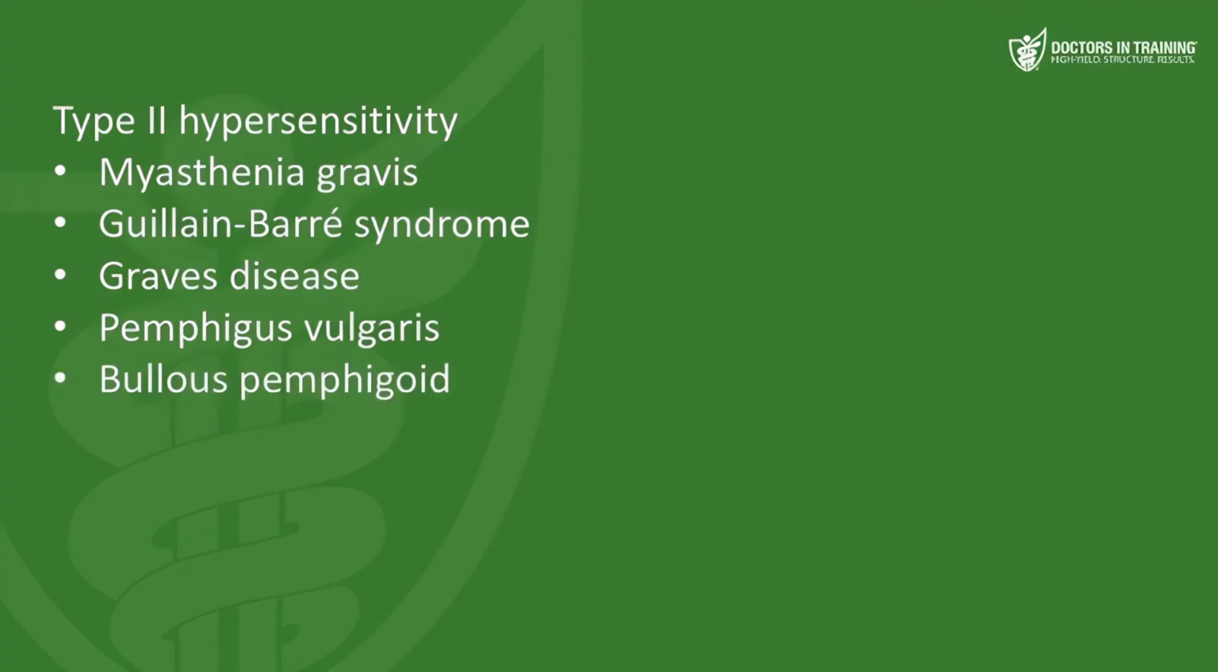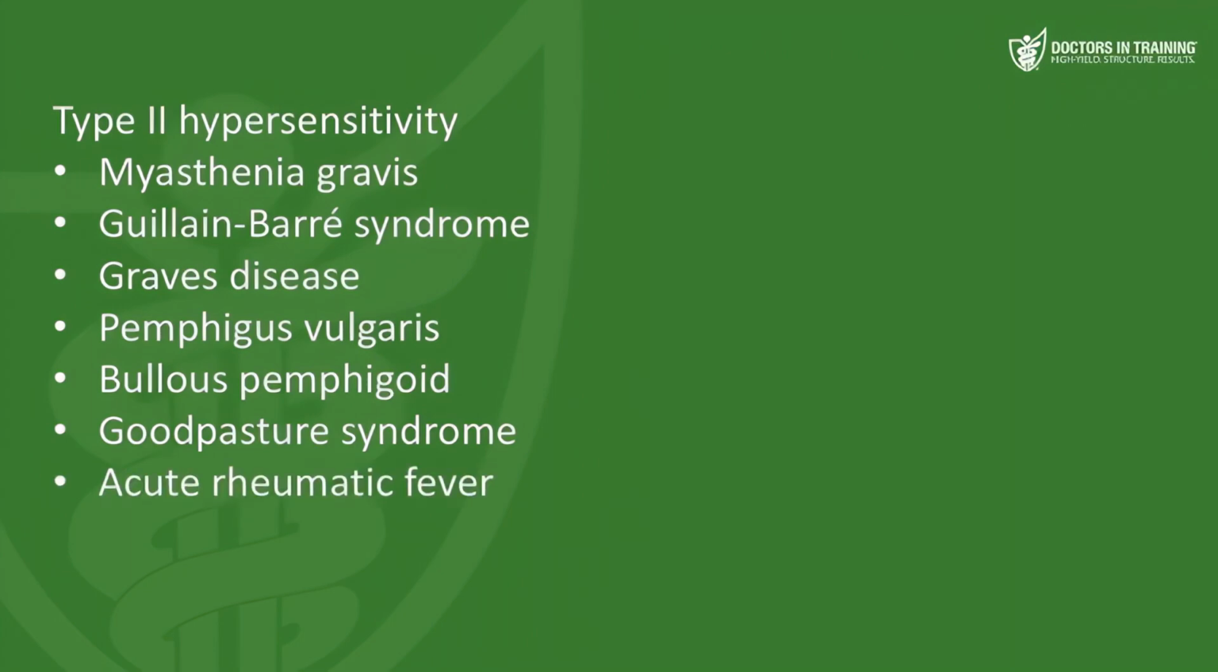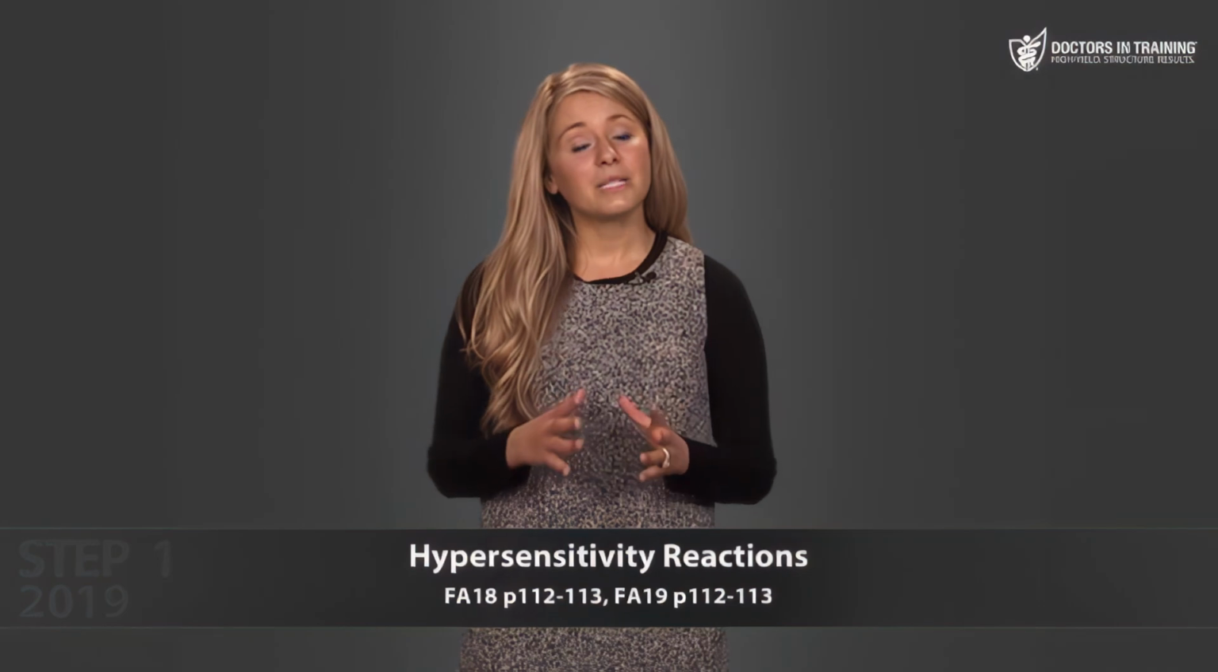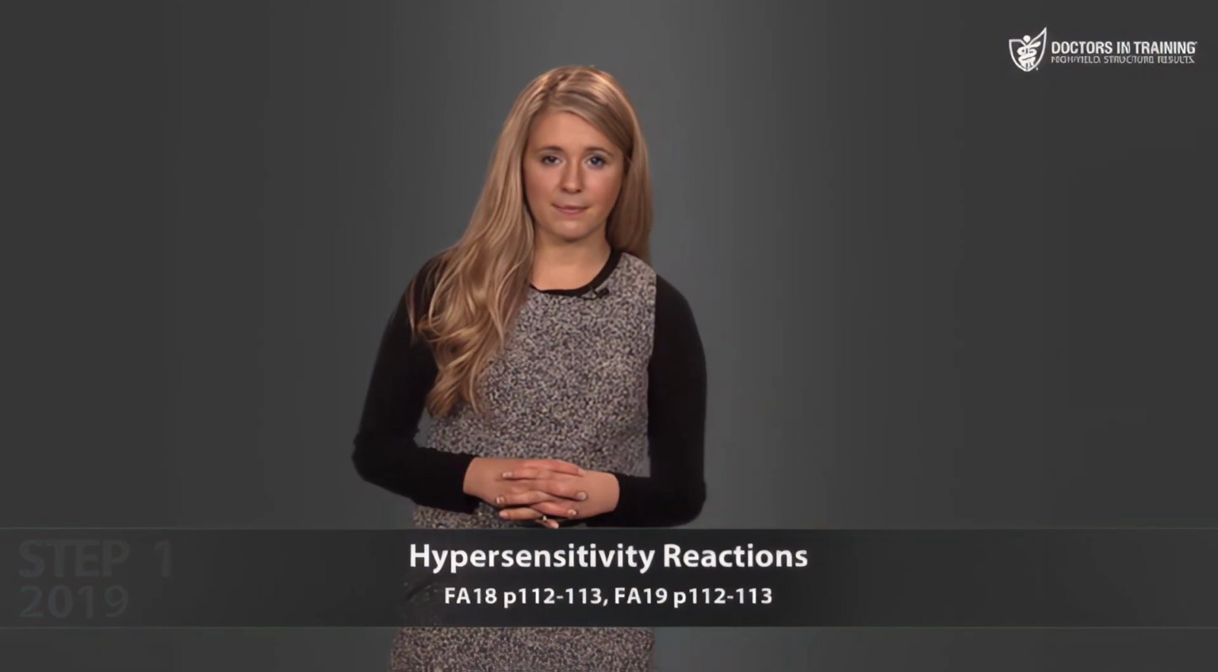Bullous pemphigoid is caused by antibodies against the hemidesmosomes. Goodpasture syndrome is where you have antibodies against the glomerular basement membrane. And acute rheumatic fever is a hypersensitivity in which antibodies against group A strep start attacking the host. Let's move on to type 3 hypersensitivity.